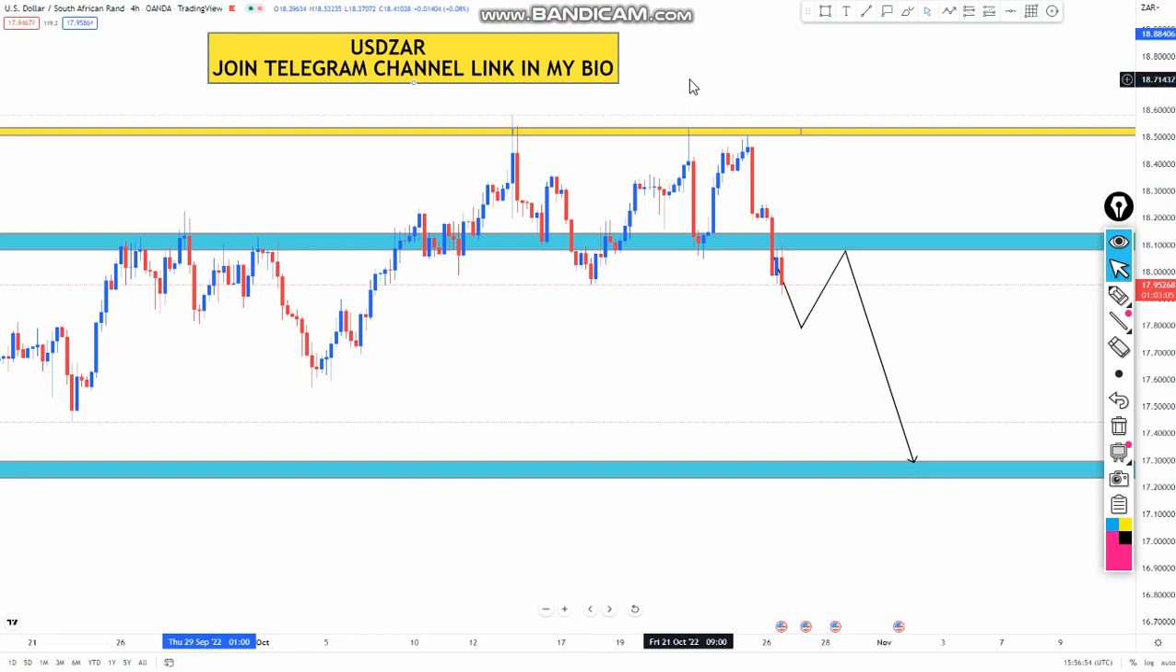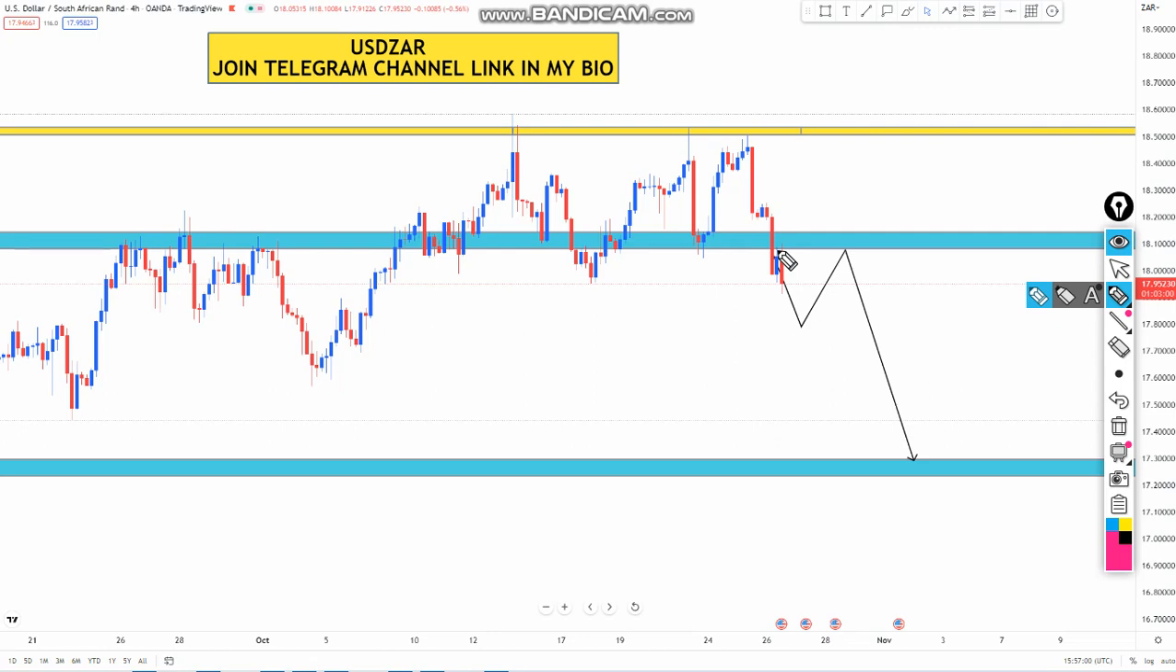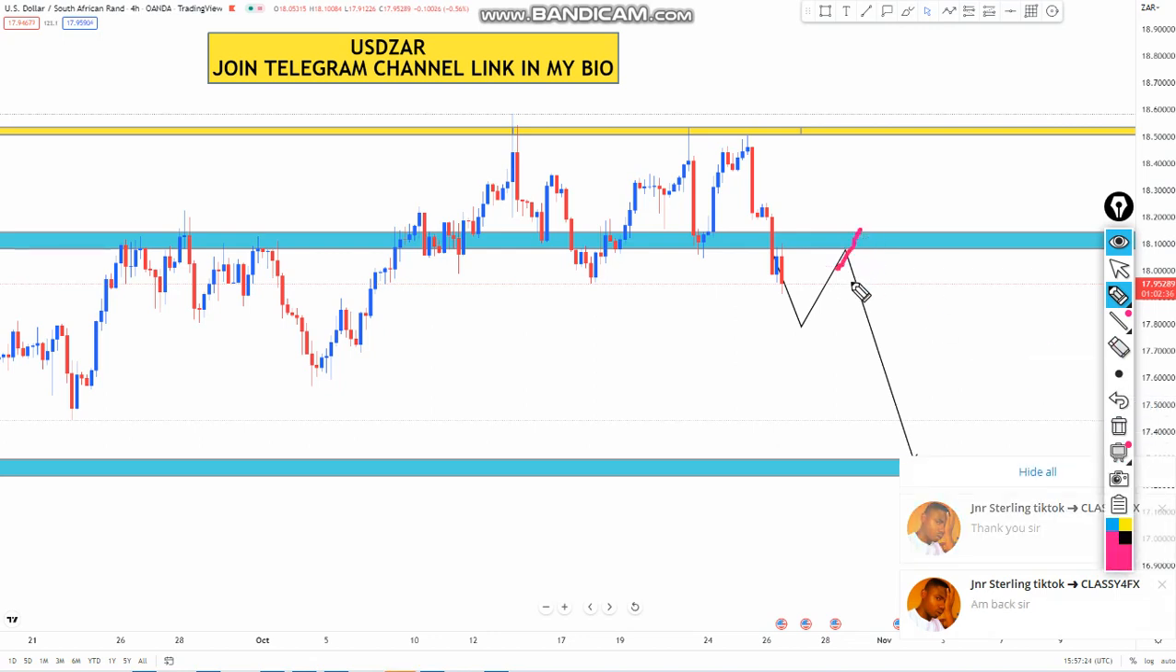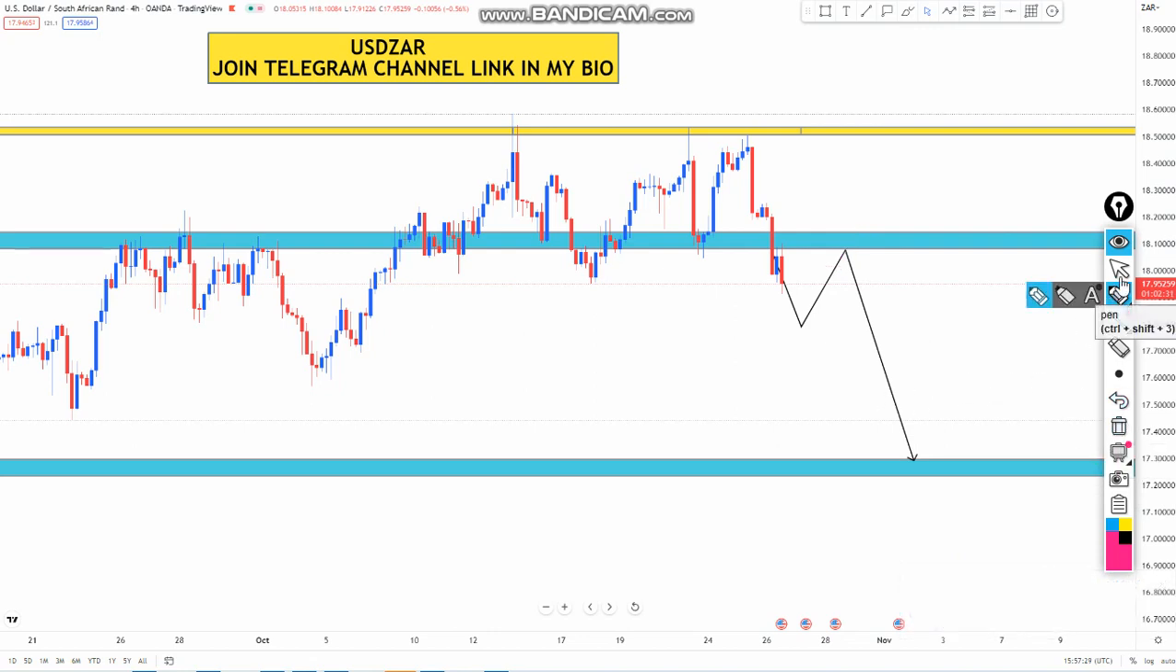All right, so let's talk about the things that can make this setup invalid. If price continues the push to the downside without coming for exhaustion, this setup will become invalid. Number 2 is that if price completes the push, comes back for exhaustion, and also completes exhaustion, but we do not find candle confirmation, we do not find entry confirmation, we do not find price action confirmation, but only a stop hunt, this setup will also become invalid. So this is my full view on the USDZAR analysis.